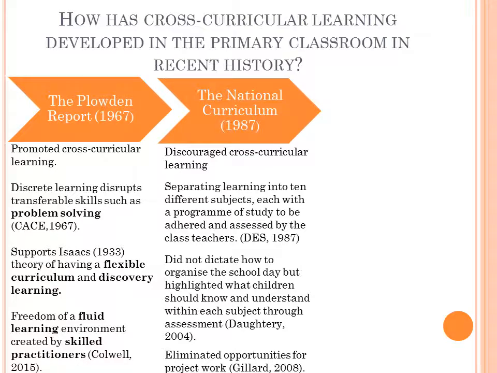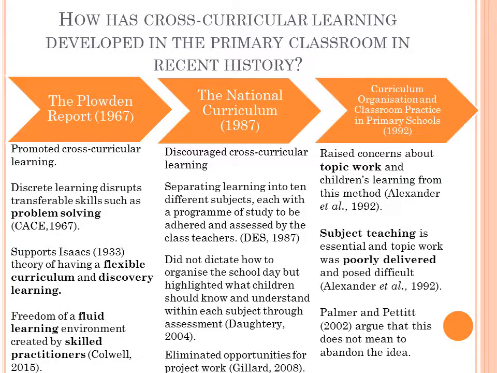The National Curriculum Consultation Document in 1987 provided statutory guidance which discouraged cross-curricular learning by separating learning into 10 different subjects, each with a programme of study to be adhered to and assessed by the class teachers. However, the national curriculum did not dictate how to organise the school day, but highlighted what children should know and understand within each subject through assessments. This supports Gillard 2008, who proposed that the national curriculum eliminated the opportunities for project work.